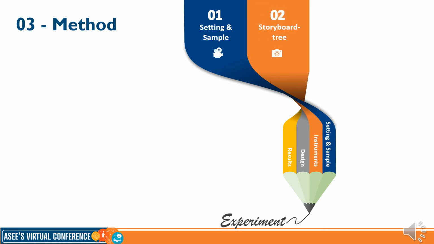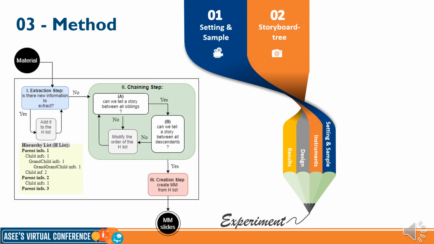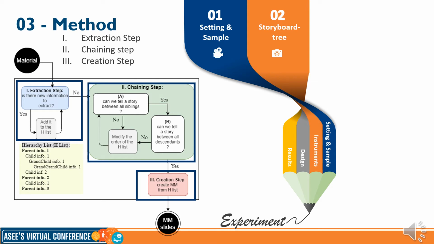How to use the storyboard tree technique. There are three main steps to create a mind map: the extraction, the chaining, and the creation. But before starting, you need to gather all the information in one file to be able to see the main and the supportive ideas. For the extraction, you need to identify, extract and list the information. Any new information should be posted under the parent information. Keep repeating until no further information is gained from the reference.